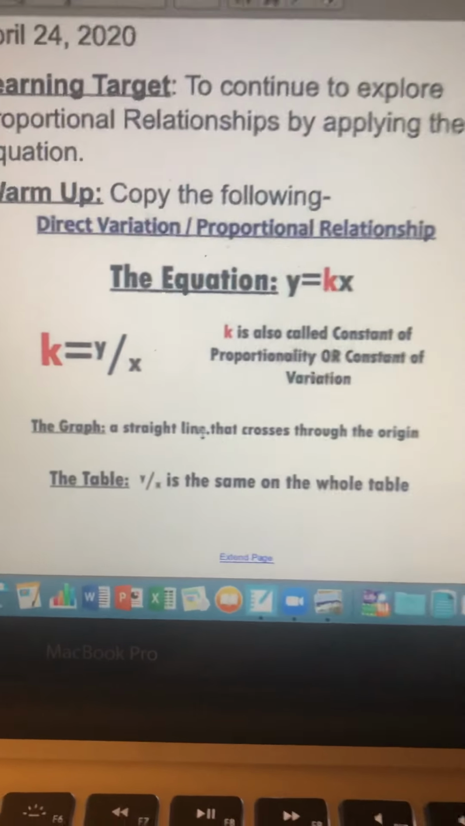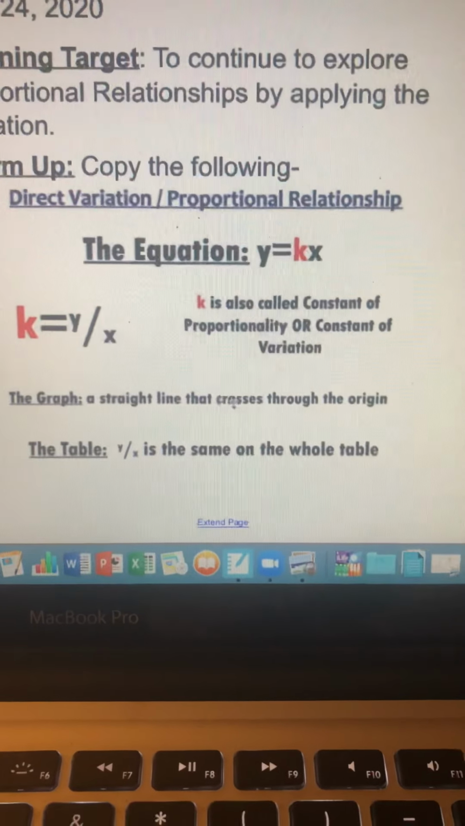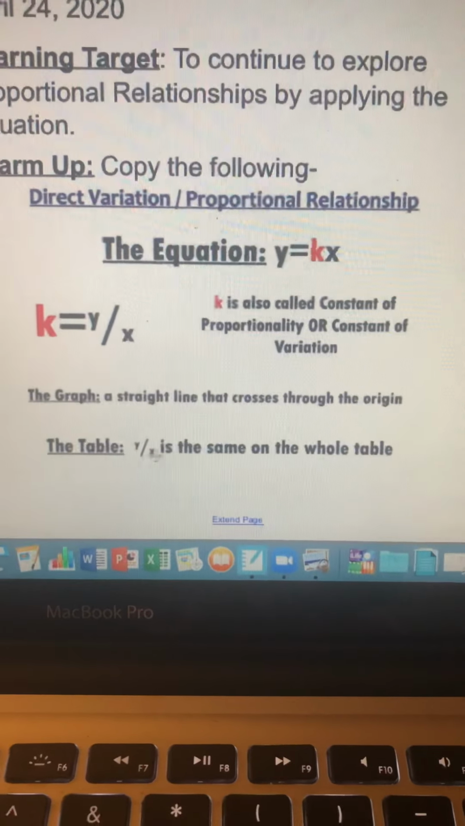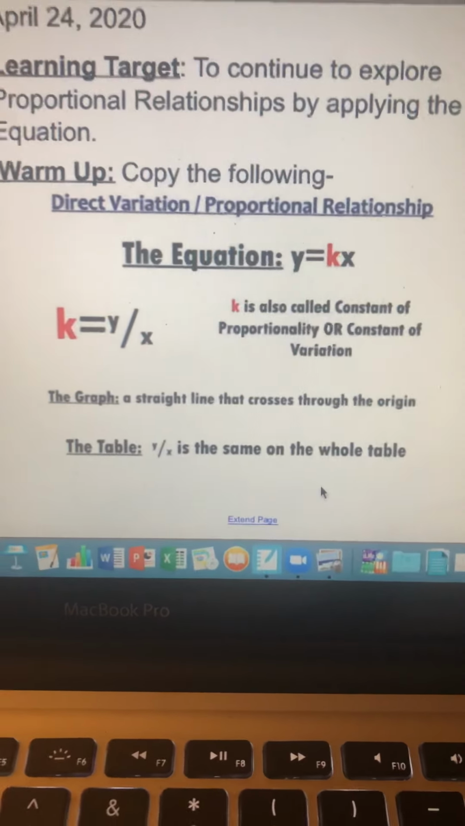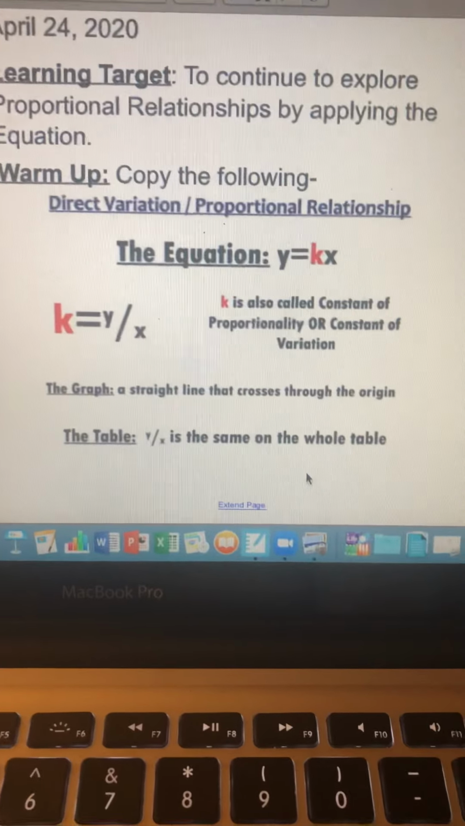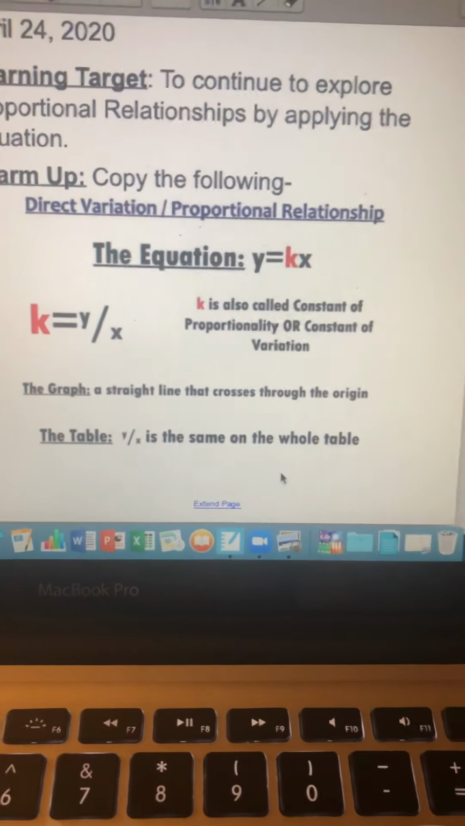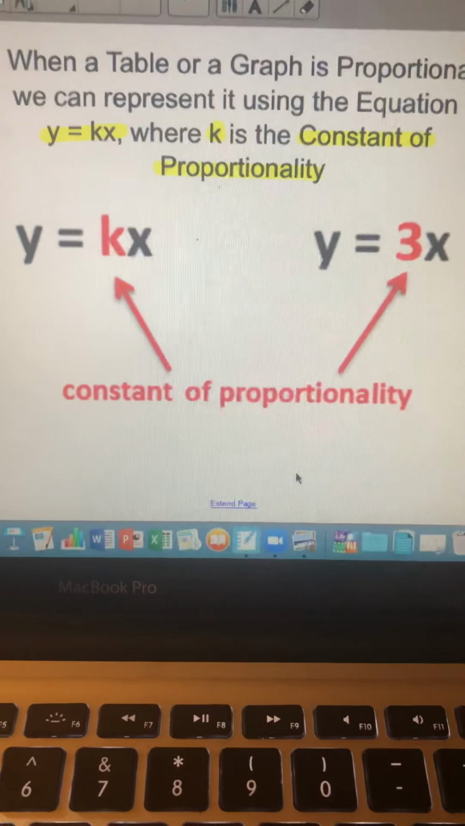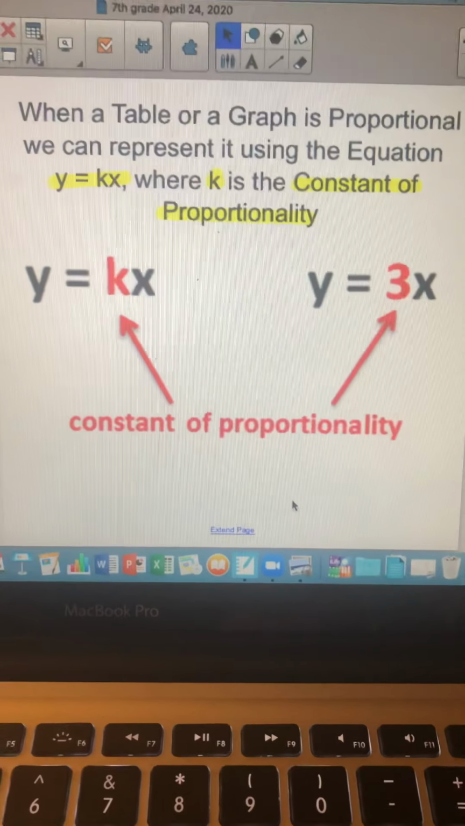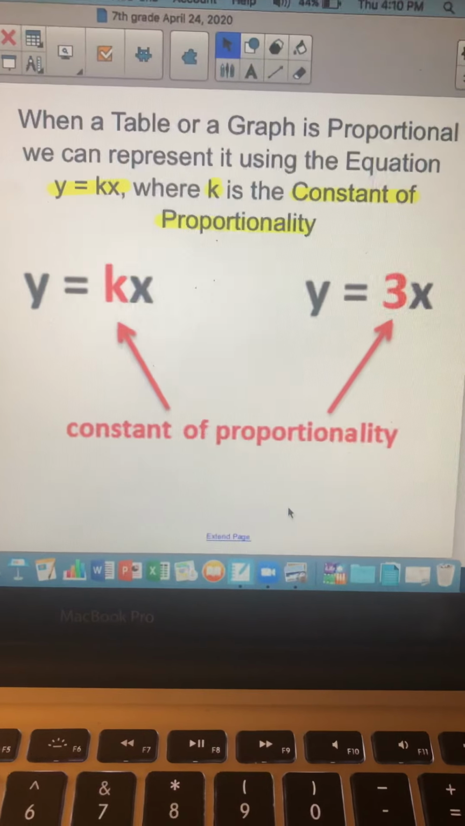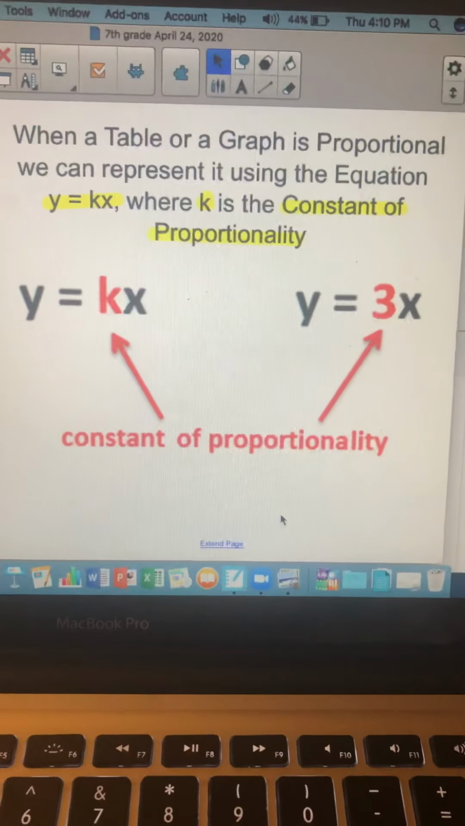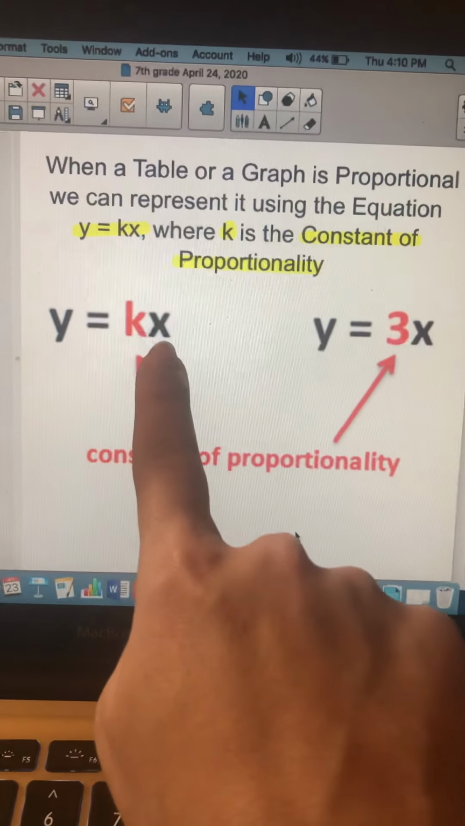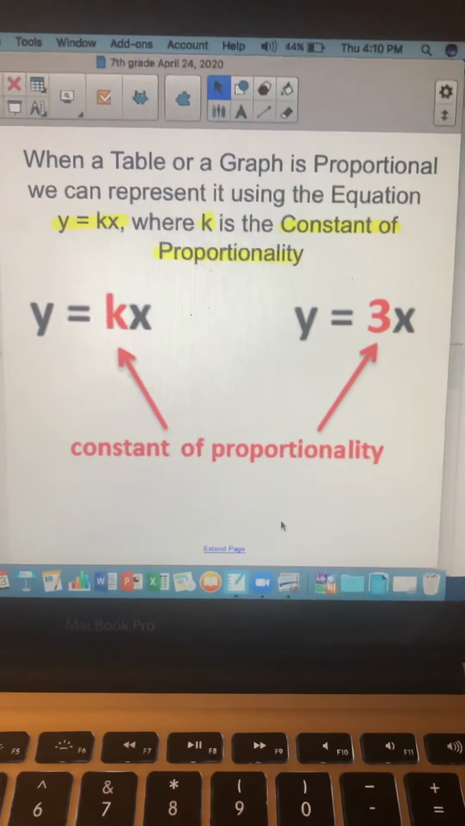The graph of a proportional relationship will always be a straight line that crosses through the origin, and the table y over x is going to be the same for the entire table. Okay, so there'll be that constant and 0, 0 will be included. So today we're basically just taking everything we've learned this week, finding those constants in tables and graphs, and then writing it in this format, y equals kx, where k is going to be our constant.